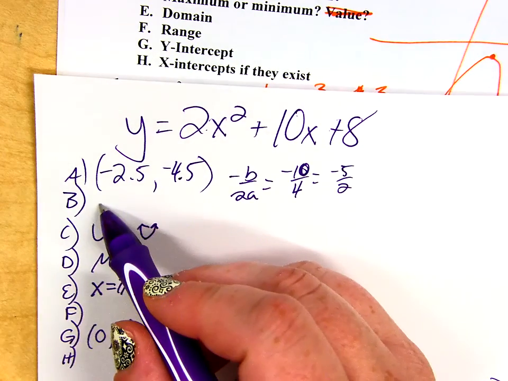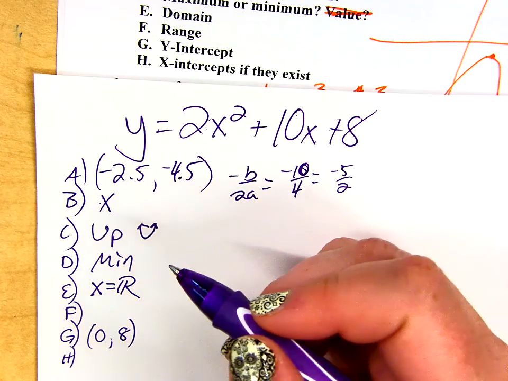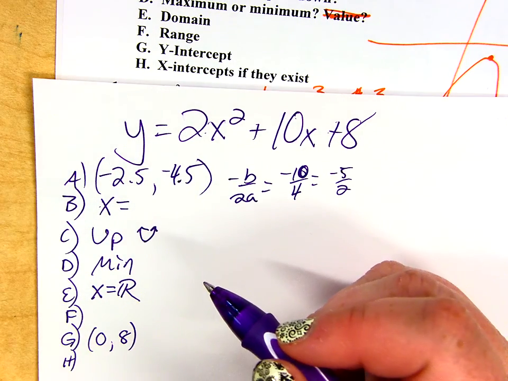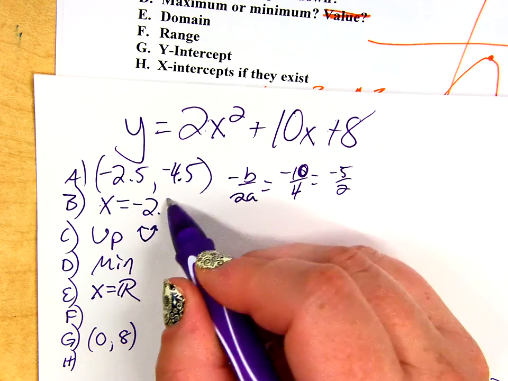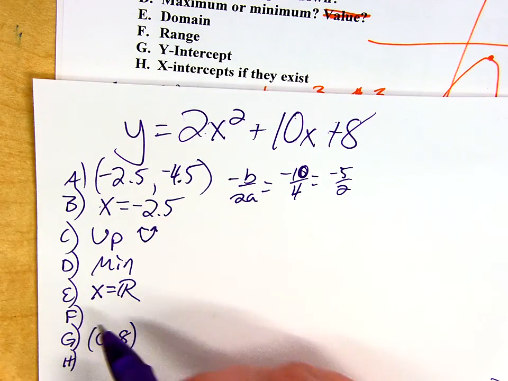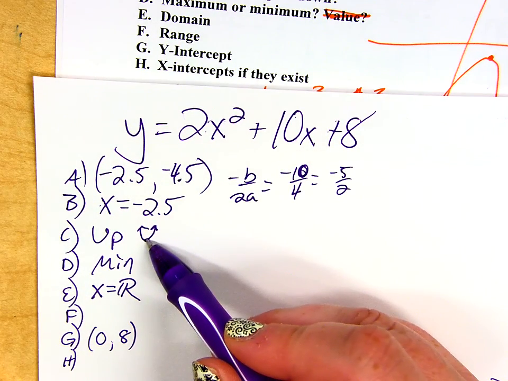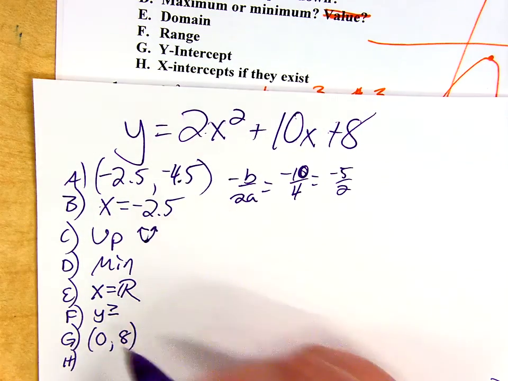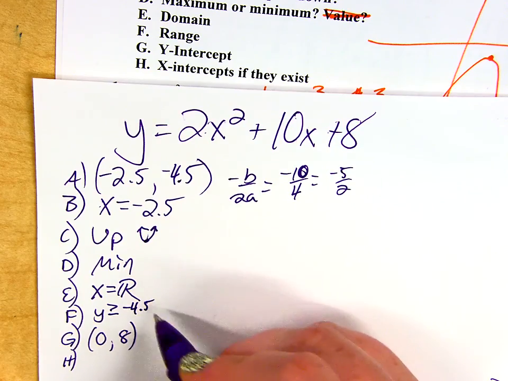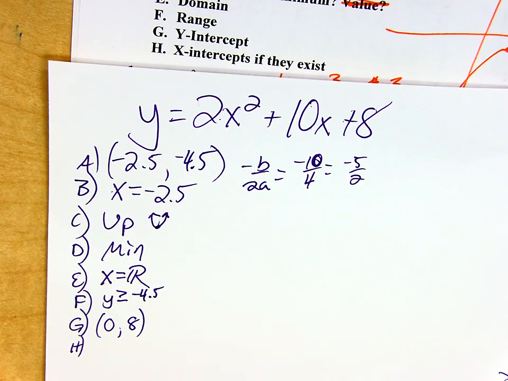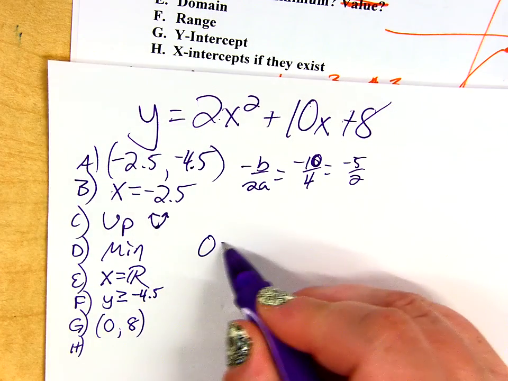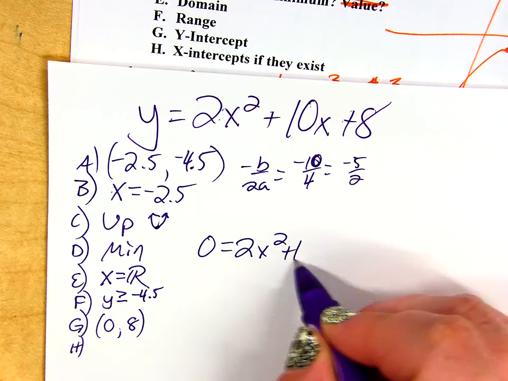Okay? So now I have the axis of symmetry. It's just x equals what? Negative 2.5. The range is going to be y is greater than or equal to whatever the y coordinate is, negative 4.5. And then the only thing left to do is to find the x-intercepts, which requires you to do a little bit of math. So you need to replace y with 0. You get 2x squared plus 10x plus 8.